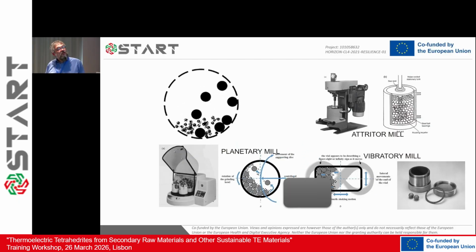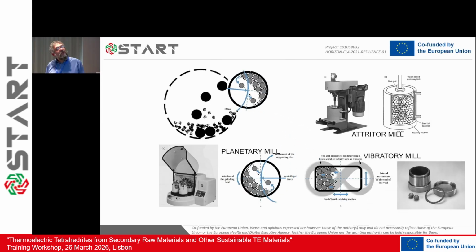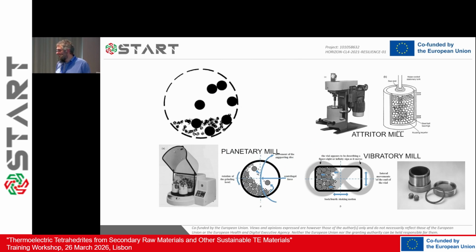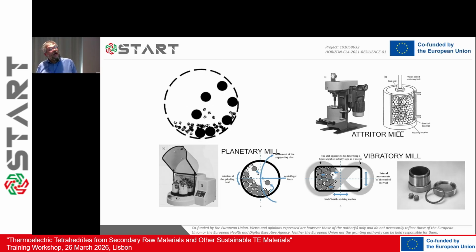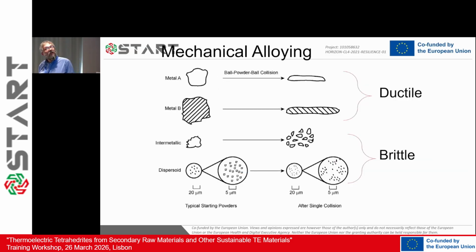So vibratory mills are moving more or less this way, and planetary mills are revolving and rotating. They have limits on how much energy you can get from that. An attritor mill is just moving on a certain axis, putting everything in rotation, but these are very good for attrition, not really for alloying.